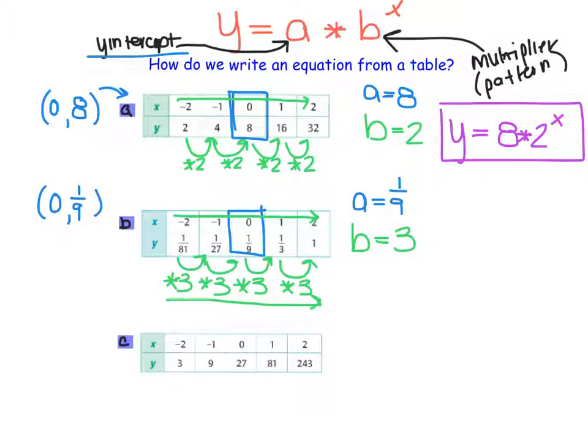So then from here I can take my key information. I have y equals my y-intercept value times my multiplier value to the power of x.